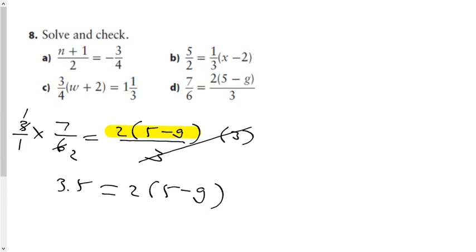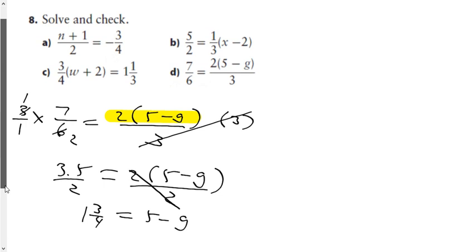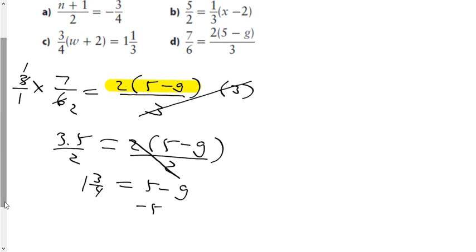Once you have that, you could divide both sides by 2, and you get 1.75, or 1 3/4. I should have actually kept it as a fraction, shouldn't I? Whatever. Too late now. 1 3/4 equals 5 minus G. Subtract 5 from both sides. A lot of people struggle with this, right? 1 3/4 take away 5, right?